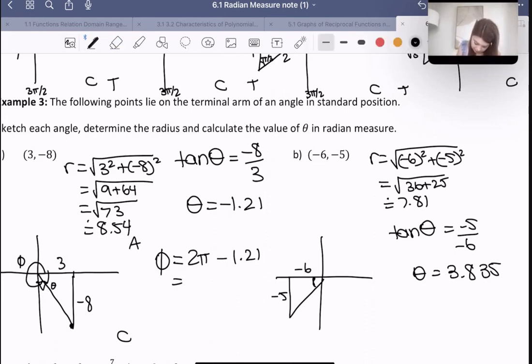Very good. Okay, and that does account for this whole thing. With this one, it did -1.21, right? Because it was going backwards. It's 1.21 less than 2 pi, right? In this case, they're going forwards, right? It's 3.835. And of course, as we know with our sinusoidal functions, they just repeat over and over, right?